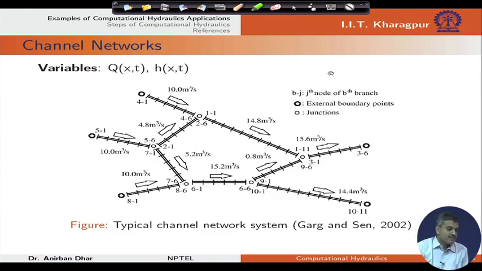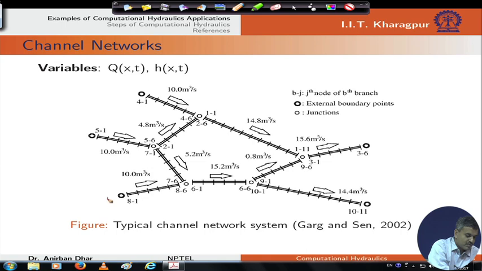The next problem is the problem of a channel network. Here the variables are Q, which varies with x and t, and again H, which varies with x and t. Q is the discharge in the channel and H is the depth of flow within the channel system. In this case we have some inlet nodes, and these are our outlet points. With this inflow condition and outflow condition, we have to find out what the hydraulic head and discharge will be within the system.